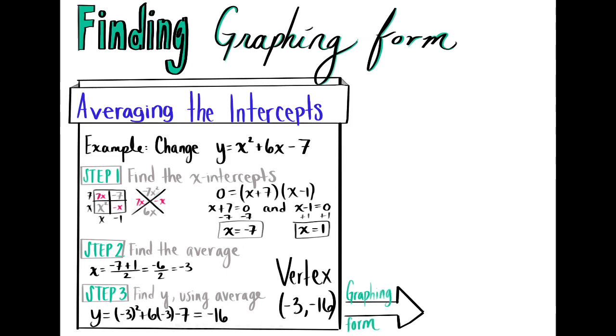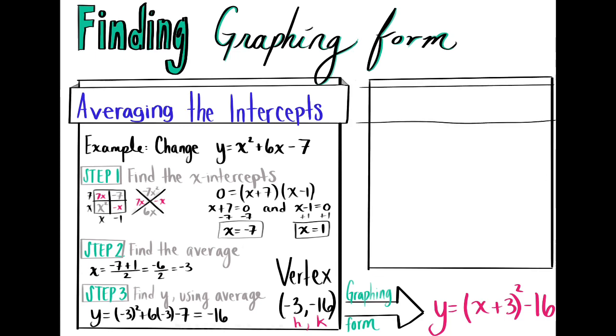If we're going to write it in graphing form, remember you have your x minus your h, plus your k on the outside. So in this case, it would be x plus 3 squared. Remember that your h is always the opposite, and then minus 16.